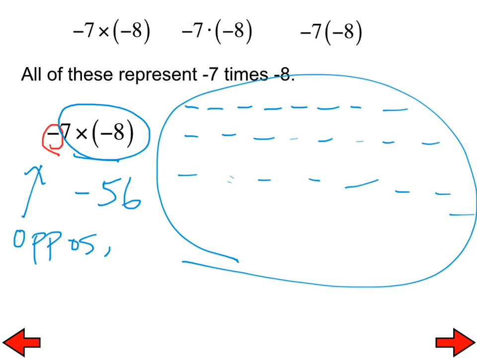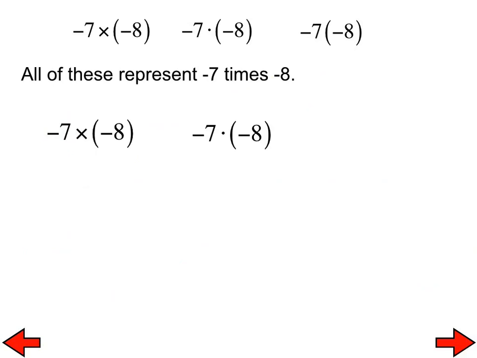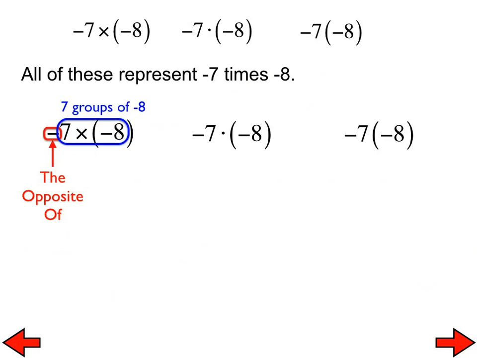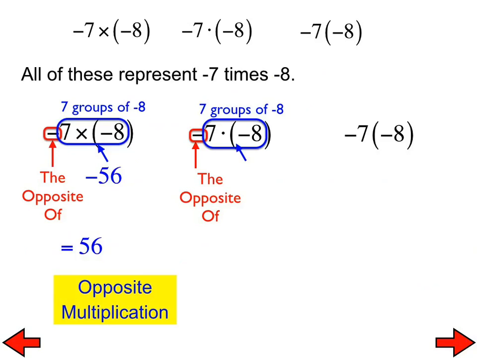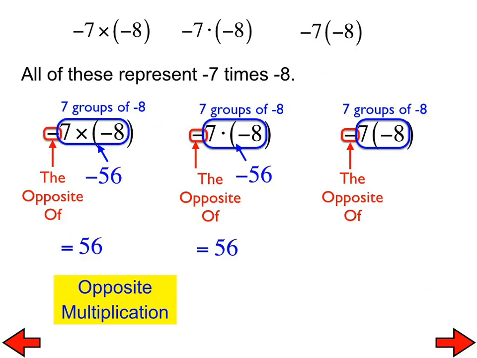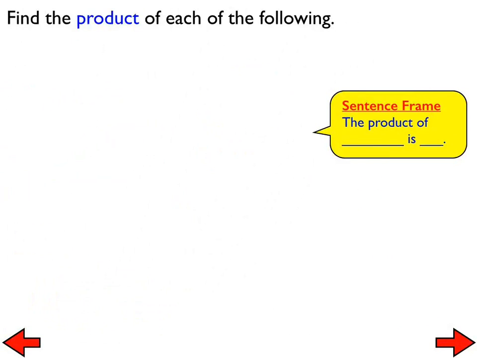By the way, what is the opposite of negative 56? It's positive 56. So what that means is that negative 7 times negative 8 using opposite multiplication is positive 56. And what we're trying to do here is we're trying to see some sort of pattern as we're multiplying these. And since all three of these represent the same thing, it's all the same. The opposite of negative 56. So negative 7 times negative 8 is 56.